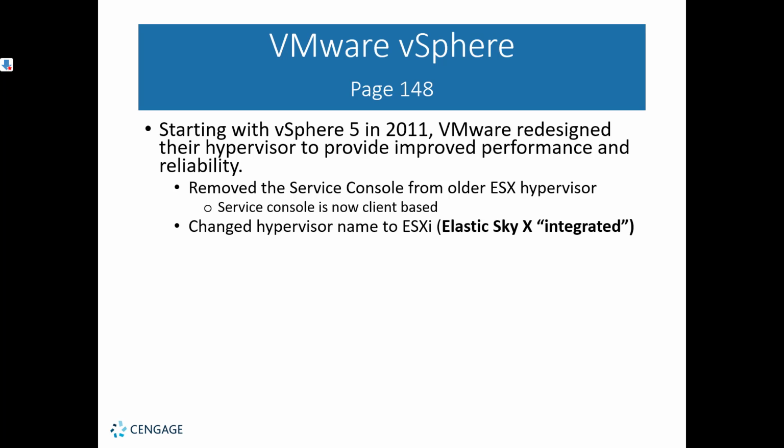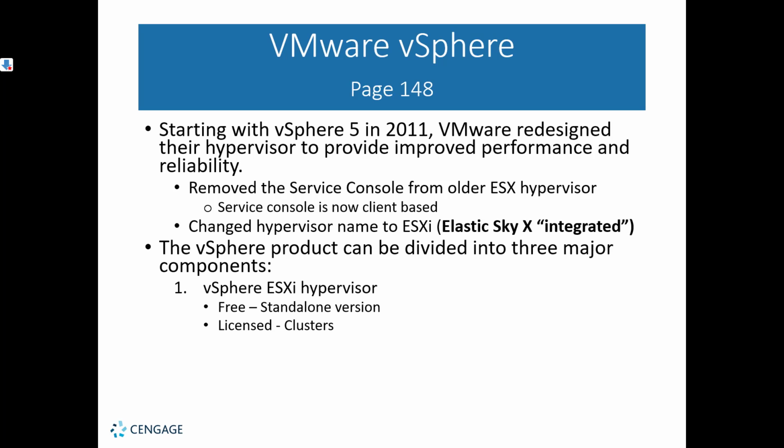Starting with vSphere 5 in 2011, VMware redesigned the hypervisor to provide improved performance and reliability, doing things like removing the service console that was part of the older ESX hypervisor. The console is now part of the client, and they changed the hypervisor name slightly from ESX to ESXi, where I stands for integrated.